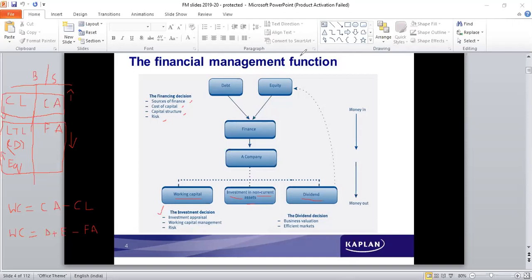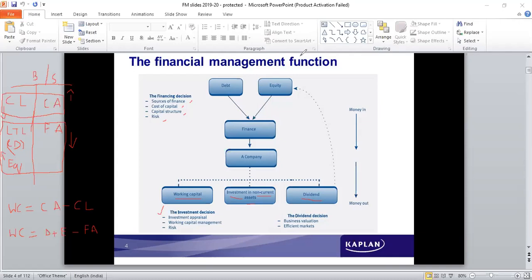Okay, so this is the proportion of current assets, fixed assets, current liabilities and long-term liabilities in which the amounts have to be invested. So the working capital part of it takes care of the short-term position as well as the long-term position.